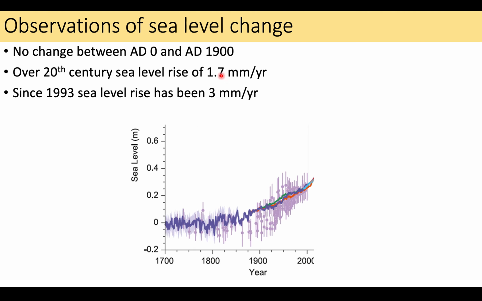So in the 20th century, we had a sea level rise rate of about 1.7 millimeters per year. Since 1993, however, sea level has actually been rising at a higher rate of about 3 millimeters per year. So we are expecting sea level rise to continue and for this rate to increase.